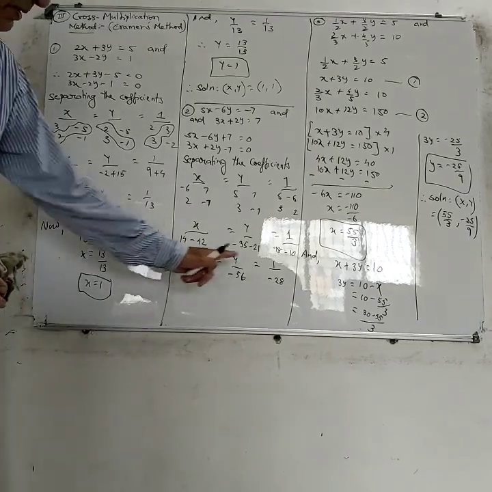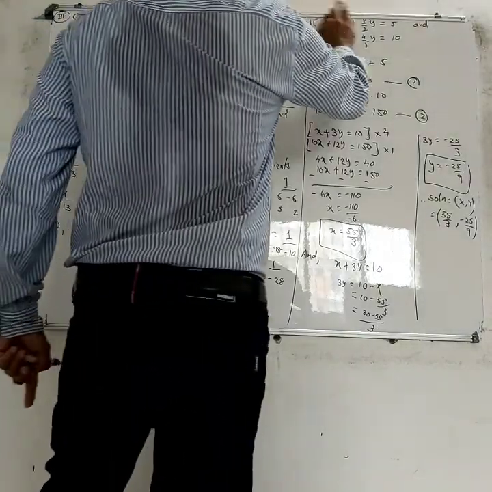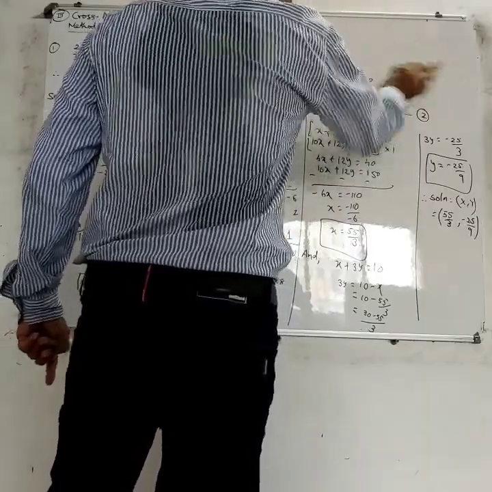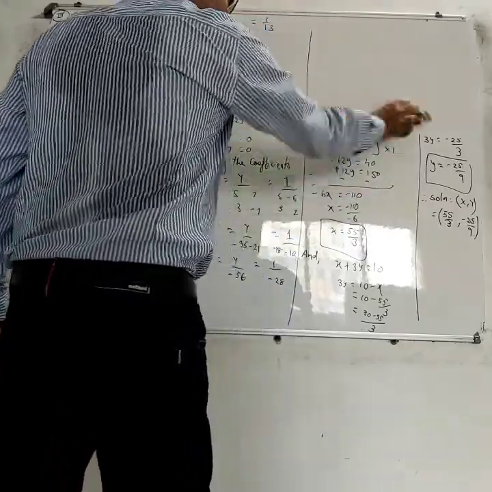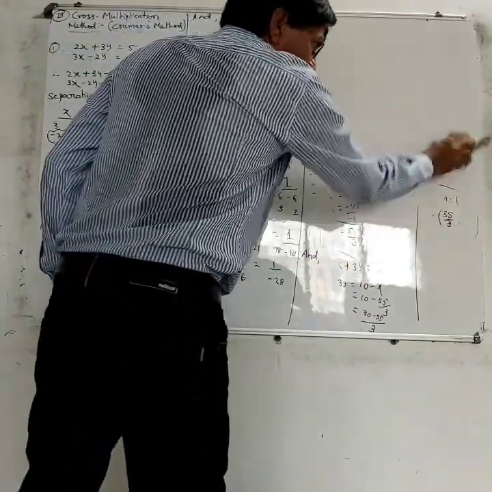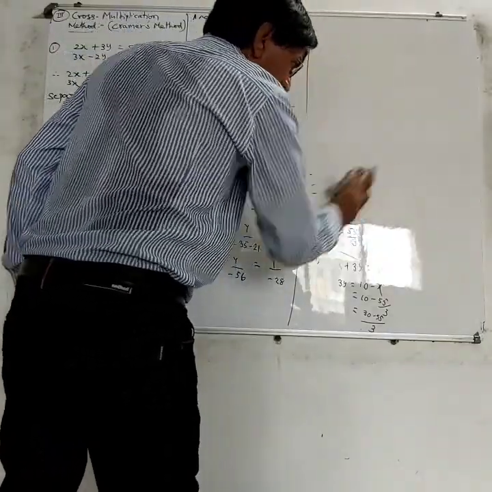Alright, so you got this. Be careful with the signs. If you make a mistake with the sign, then you are likely to go wrong. It's very important that you maintain the signs. Alright, so now once I have got the values of x and y, we get the solution very easily.